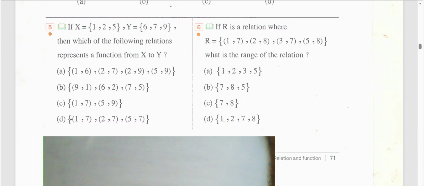Next relation, we have here x and y. Where is the function here? The function we have 1, 2, 5. Look at here, 1, 2, 5. It shows letter D. 1 and 2 and 5 has only one image. Then we call this the function.